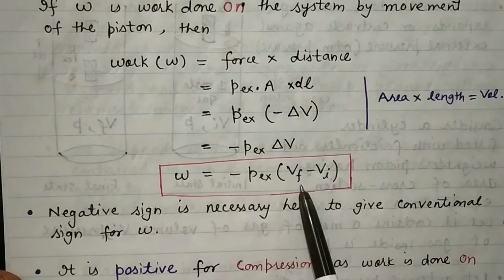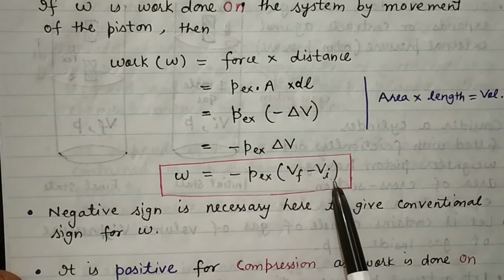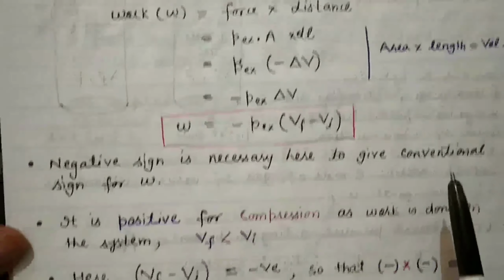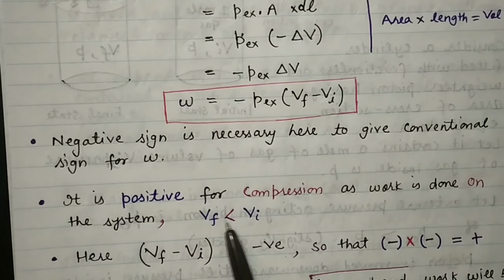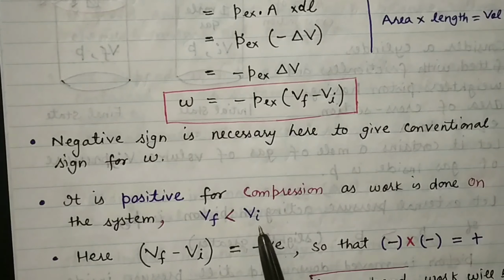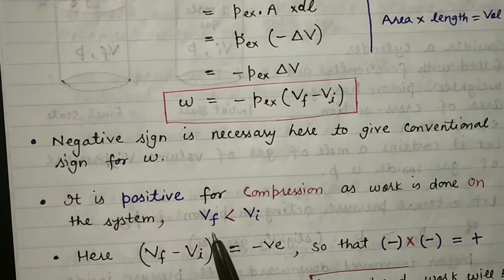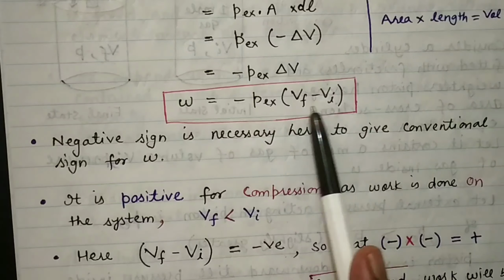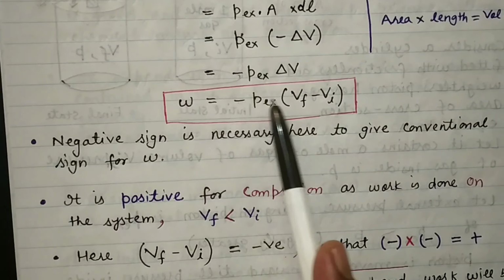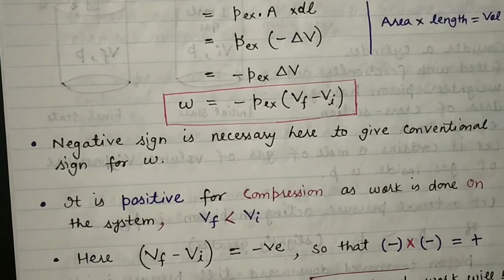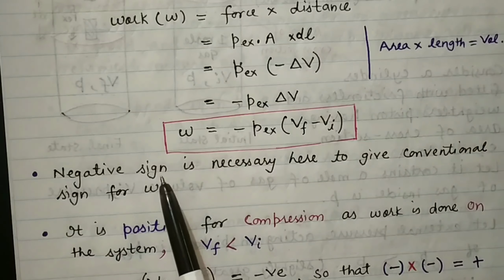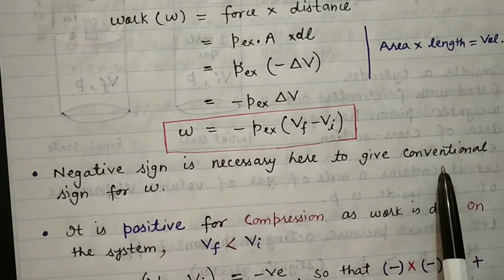Here VF is the final volume and VI is the initial volume. Because the external pressure is greater, the gas is going to compress. So in compression, VF is less than VI; the initial volume will be higher than the final volume. That's why the change in volume, V final minus V initial, will be negative. Negative multiplied by negative will be positive. That's why we have taken the negative sign, because this fulfills the sign convention for work done on the system.